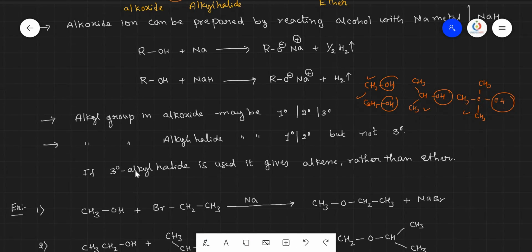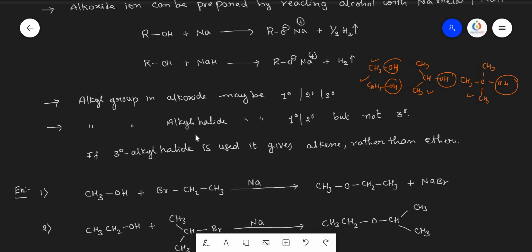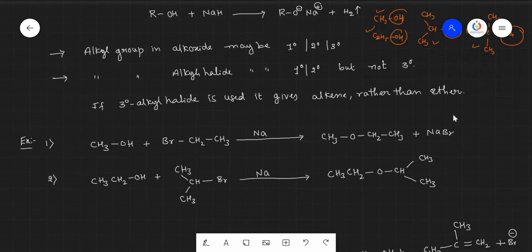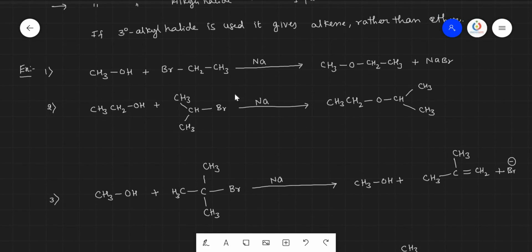But the problem arises only in the case of the alkyl halides. In the case of the alkyl halides, if you want to get the ethers, then the alkyl group must belong to the primary or secondary, but not the tertiary. Why? Because the tertiary alkyl halides on reaction with this type of base don't give the ethers, but they give the alkene. Let's see some reactions here so that you may get the idea how to get the products.